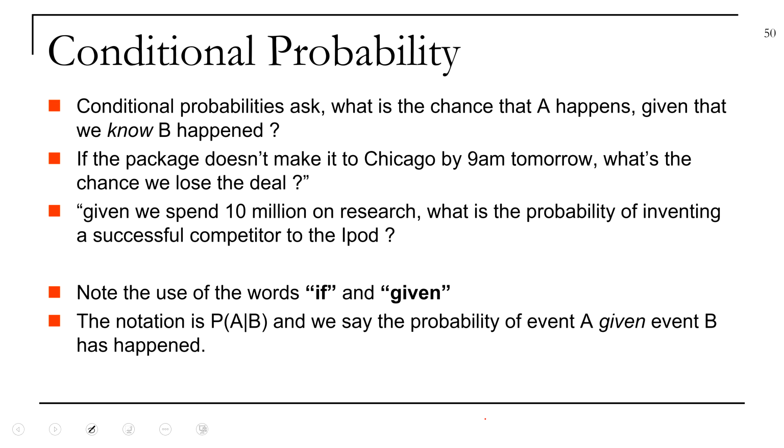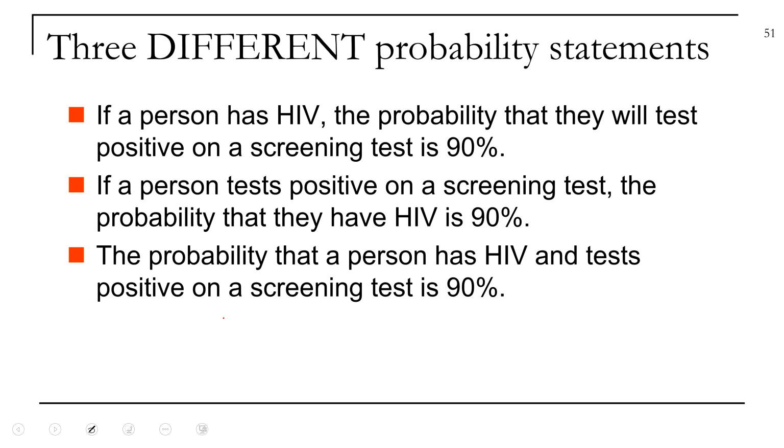Conditional probability is asked: what's the chance that A happens, given that we know B happened? The package doesn't make it to Chicago by 9 a.m. tomorrow. What's the chance we lose the deal? Given we spend $10 million in research, what's the probability of inventing a successful competitor to the iPod or the iPhone or something like that? Note the use of the words "if" and "given." We use the notation A bar B, and that says, given that B happened, what's the chance A also happens?